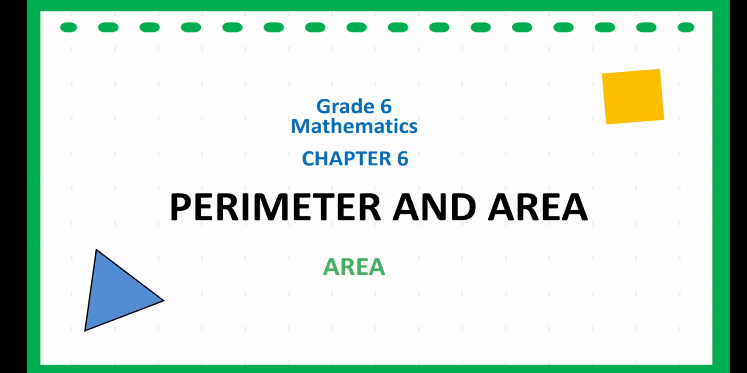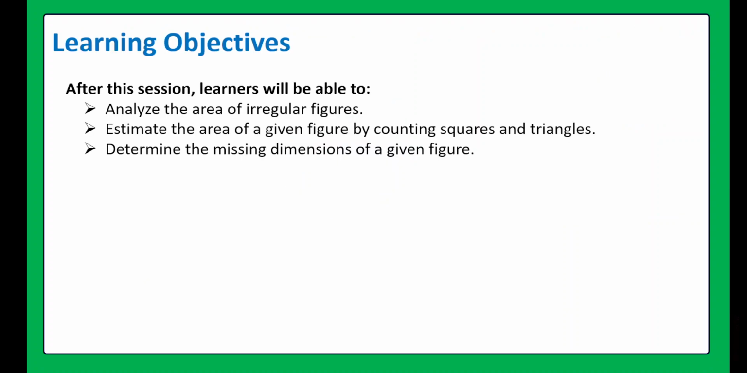Morning everyone. Let's continue grade 6 mathematics chapter 6, perimeter and area, subtopic area. Learning objectives: after this session, learners will be able to analyze the area of irregular figures, estimate the area of a given figure by counting squares and triangles, and determine the missing dimension of a given figure.